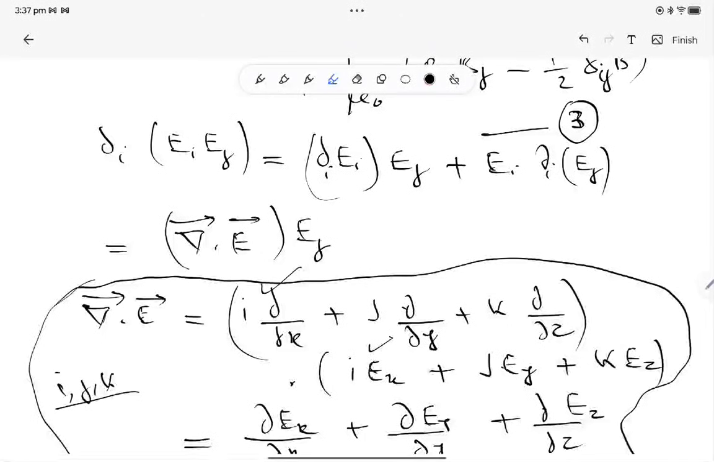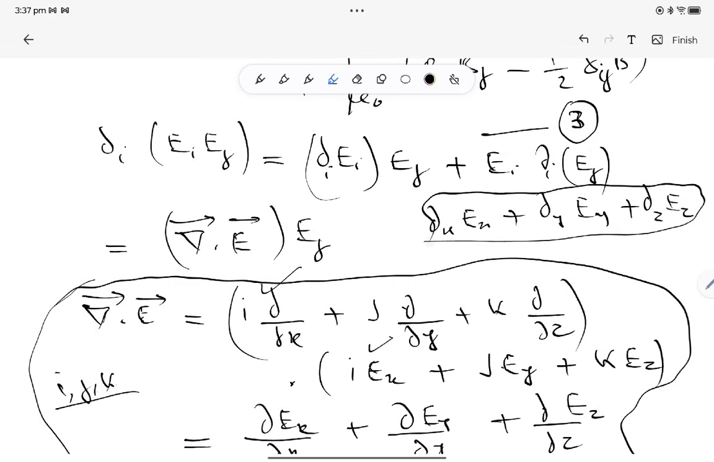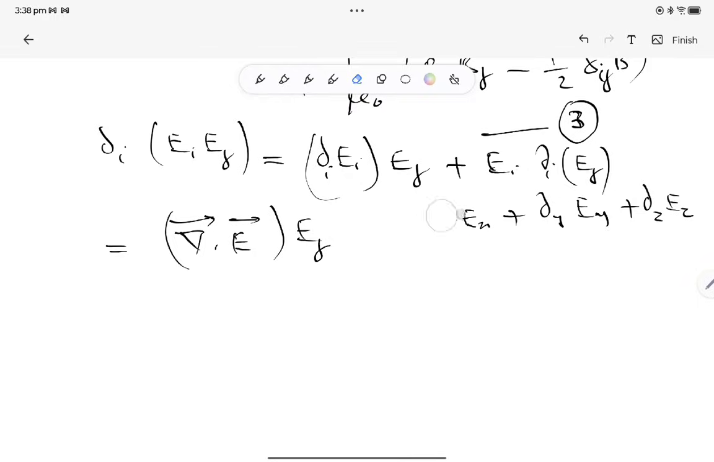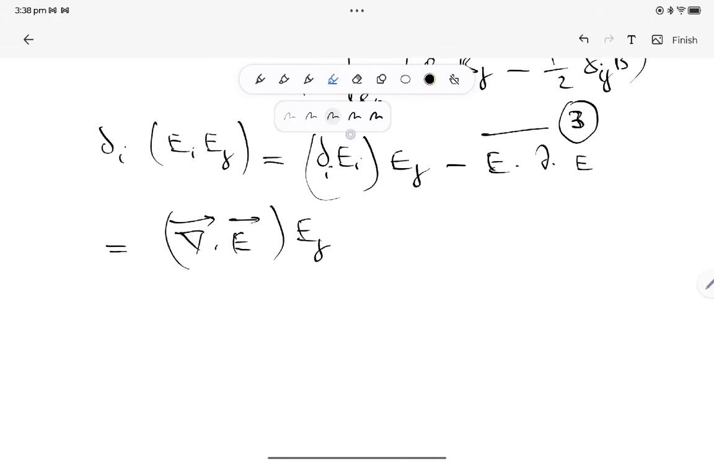Now you can understand it in another way. You can write del_x E_x, del_y E_y, del_z E_z, summing over i, and then this whole thing is simply del dot E. Okay, let me rub this off in order to avoid confusion. We will go back to our E and to our i and j indices.